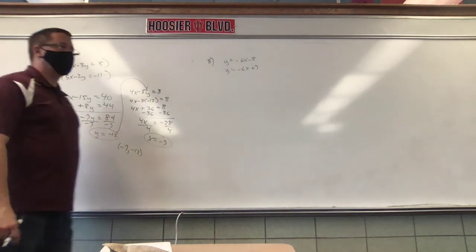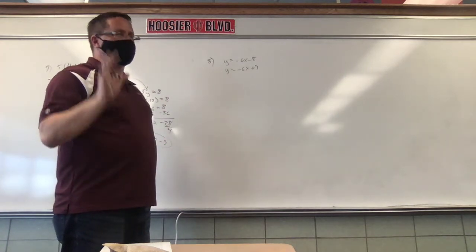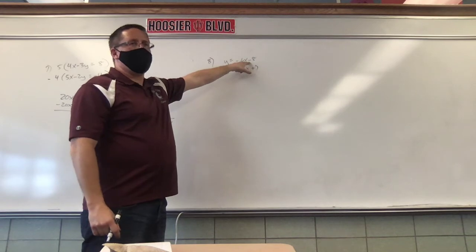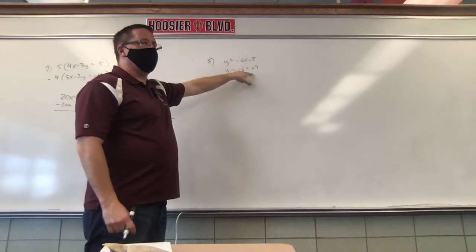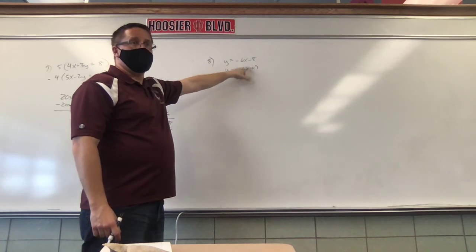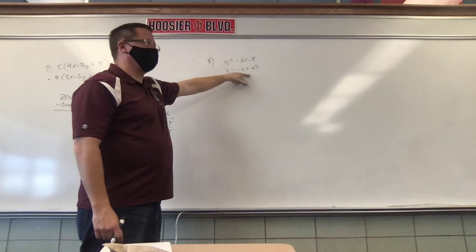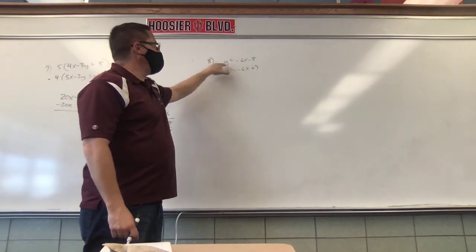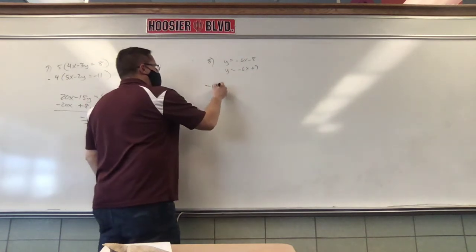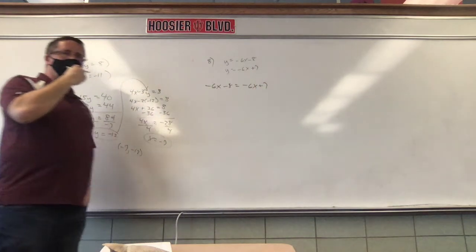Y is a couple of things. The way I say it is this: if y equals trash and y equals garbage, what else can we say? They equal the same thing. So what equals what? Trash equals garbage. So trash is -6x minus 8. Garbage is -6x plus 7.